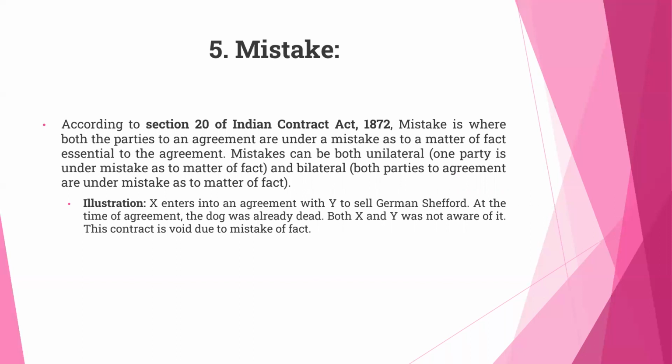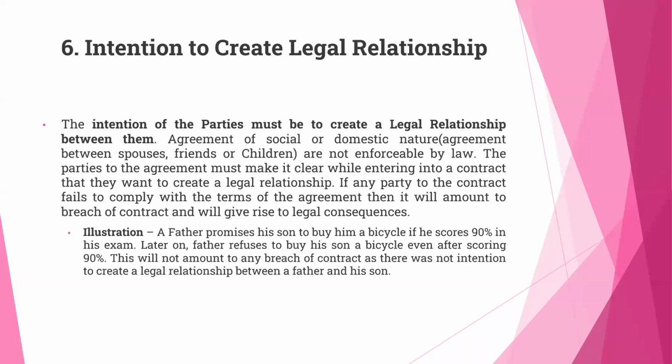For example, X enters into an agreement with Y to sell a German Shepherd. At the time of agreement, the dog was already dead. Both X and Y were not aware of it. This contract is void due to mistake of fact. Then the sixth one is intention to create legal relationship.